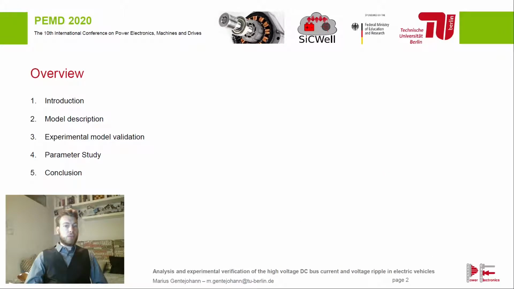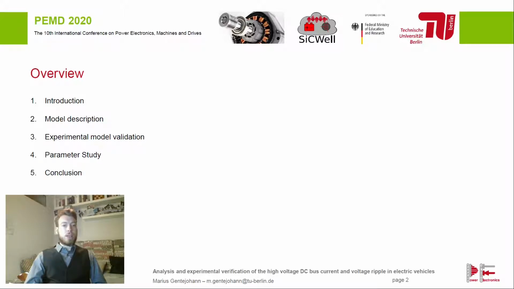Let me give you a short overview. First, I want to introduce you to the current ripple in the DC bus of electric vehicles and its impact on the battery aging. After that, I show you a simulation model. With the simulation model, the current and voltage ripple can be estimated taking into account the full drivetrain of the vehicle. In order to validate the simulation model, I measured the real current and voltage ripple in an experimental setup.